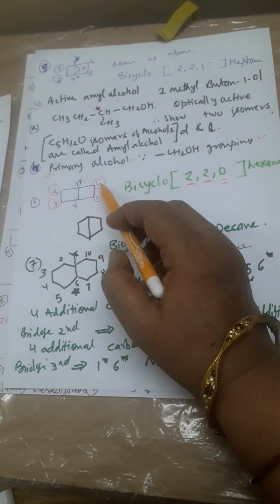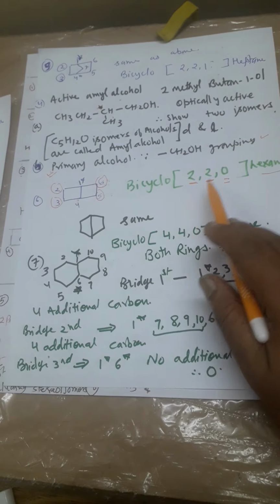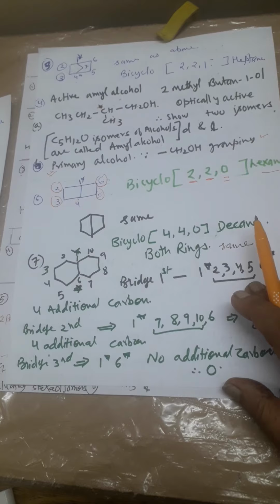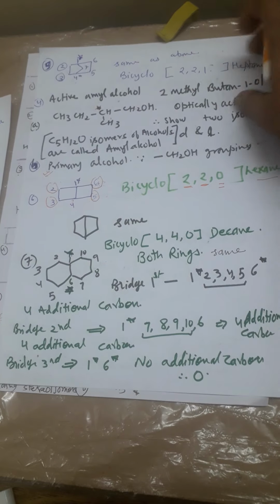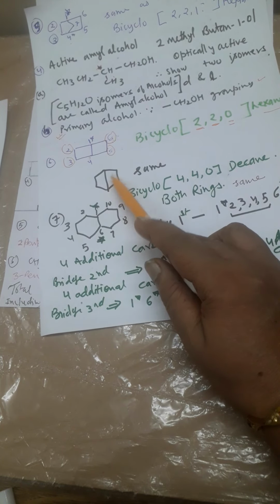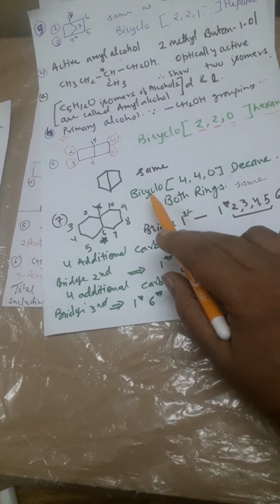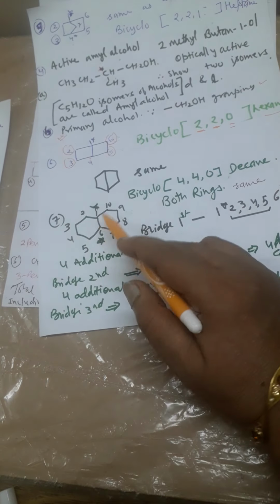Total number of carbon, how many are there? Ending here 6. So hexane. It is bicyclo 2, 2, 0 hexane. Sometimes somewhere, instead of 0 they are writing O. So 2, 2, O hexane. Clear? Now this is just similar to this, so no need to confuse. See here 1, 2, 3, 4, 5, 6, just similar to this. Now we'll go for the 7th one.